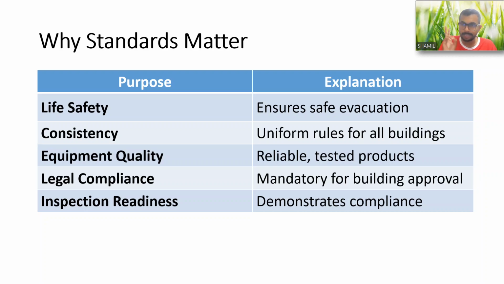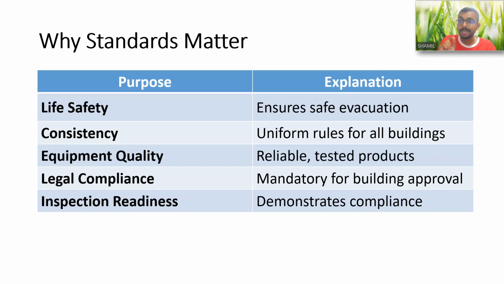The second one is consistency. If you are installing or designing any emergency lighting system in one building, the same rules need to be applied in other buildings as well. And this consistency can be achieved only when we follow the rules and standards which are established by these codes. So the second aspect is consistency.